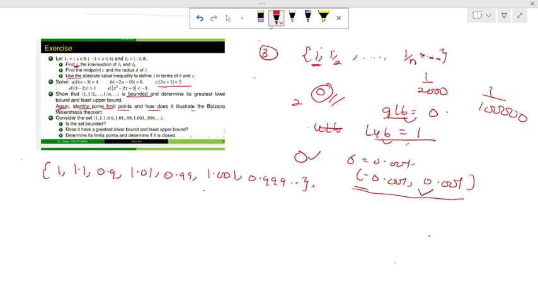The first question: is this set bounded? You realize that we have 1, then we came to 1.1, then we came to 0.9, 1.01. So you can see that the highest number we are seeing is 1.1.